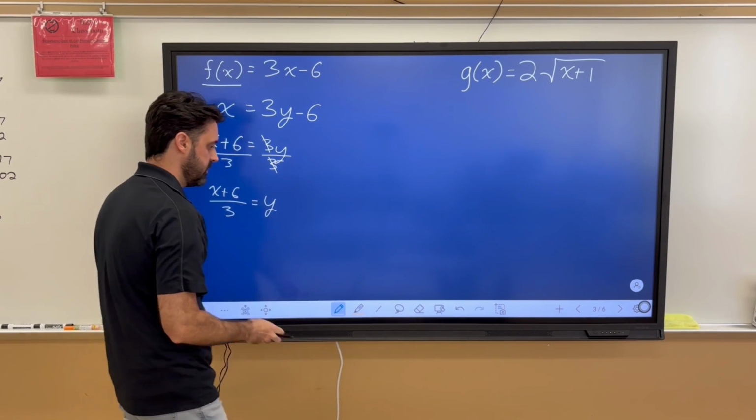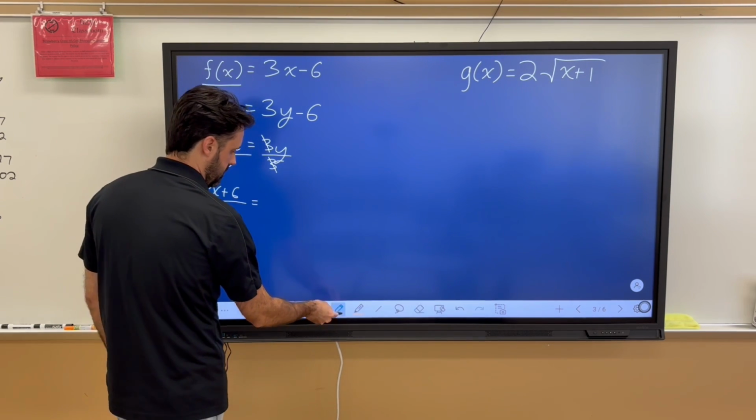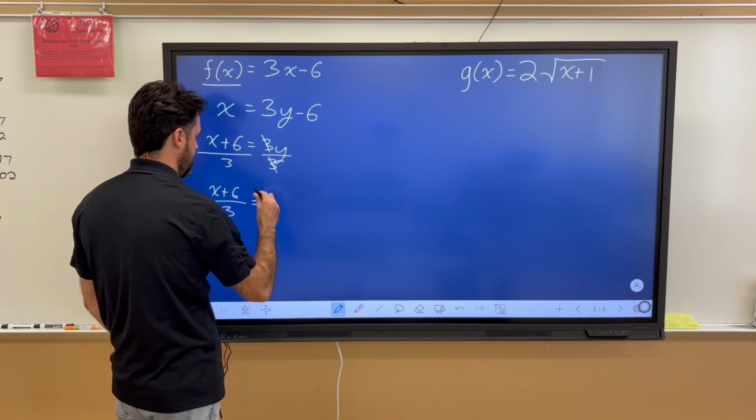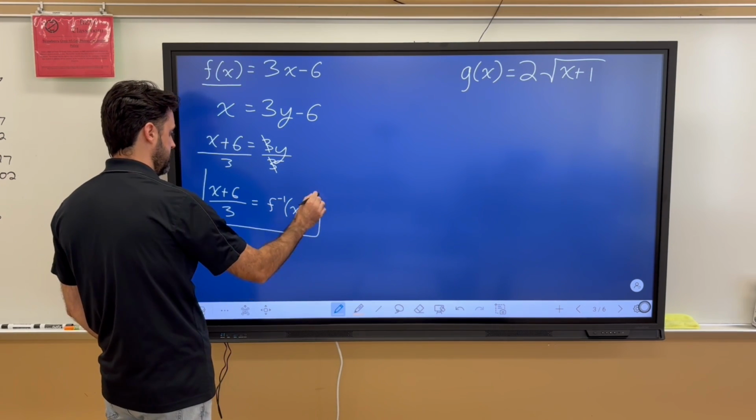So this is our inverse function. And because it's the inverse function, we're just going to change that y. Originally it was f of x. Now we're just going to call it f inverse of x right there. And so that's our inverse function.